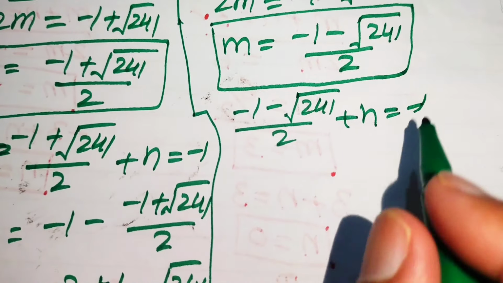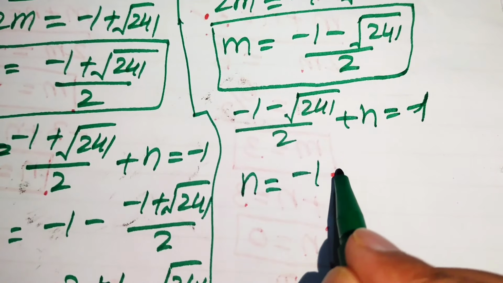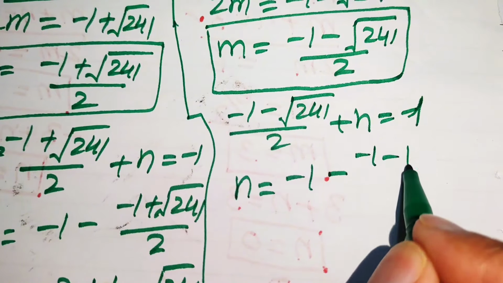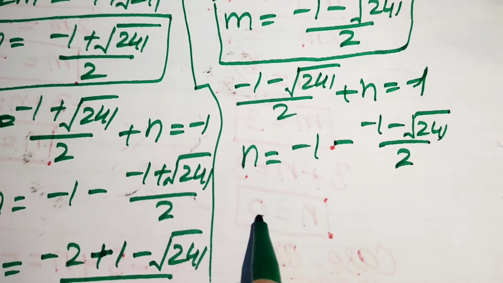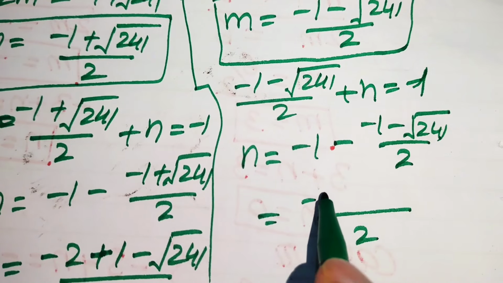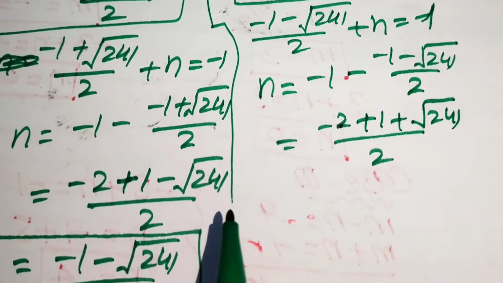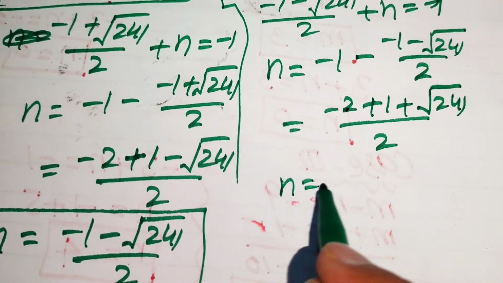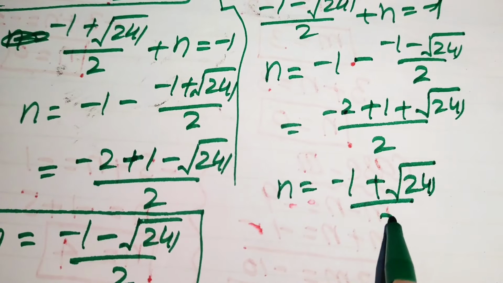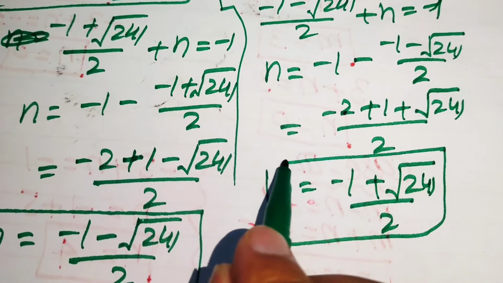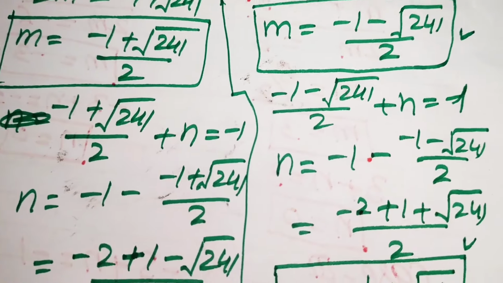Now we move this value to the right hand side and you get n is equal to minus 1 minus (minus 1 minus square root of 241) divided by 2. Here we take the LCM and you get minus 2 plus 1 plus square root of 241. So in this case you get the value of n is equal to (minus 1 plus square root of 241) divided by 2. So this is the value of n in this case, and these are the two values of m and two values of n, and this is the final answer.